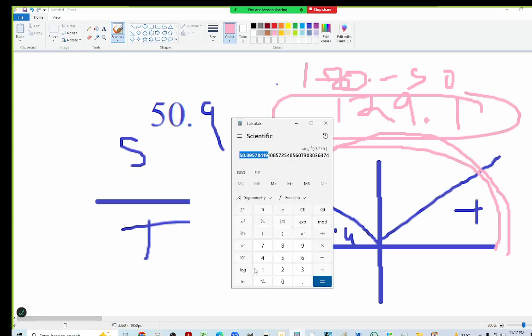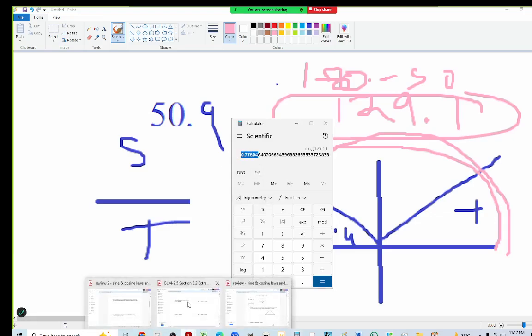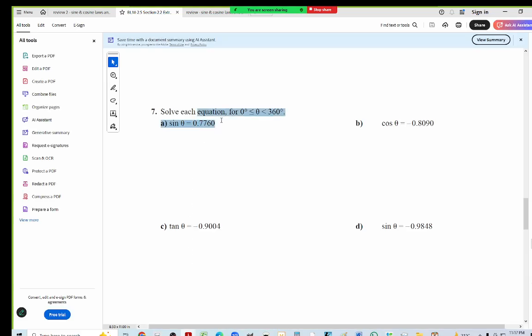Watch what happens when I hit 129.1 in here and I hit sine. 0.776, right? So there are two possible answers. It's very easy to get half marks by just giving the first answer.